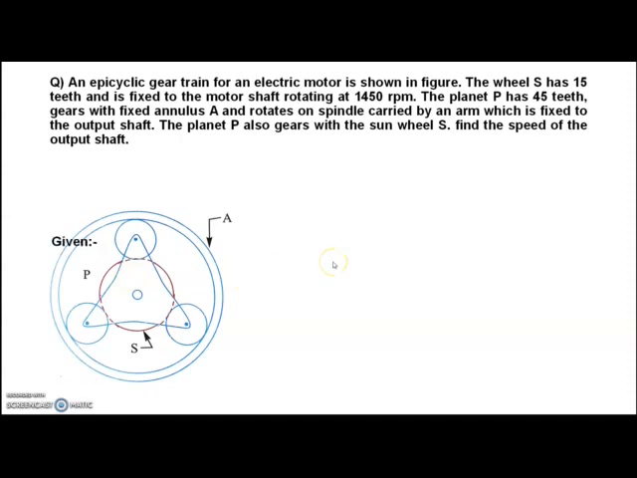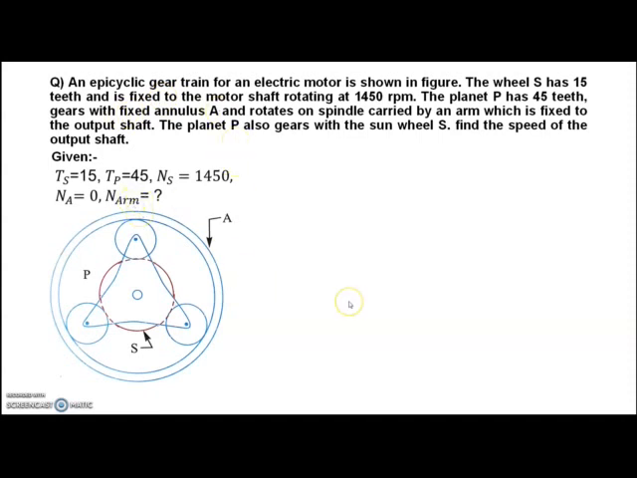Okay. So first we will write the given data. TS, the sun wheel number of teeth, is 15. TP, the planetary wheel number of teeth, is 45. NS is 1450, that is the sun wheel speed. NA is fixed, so it is 0. Here it is written fixed annulus A, so it is 0.